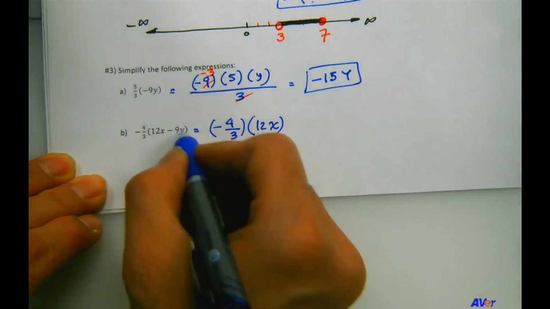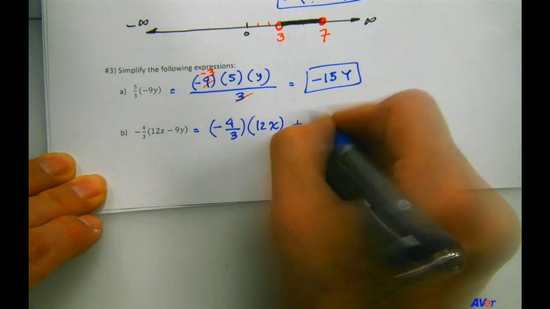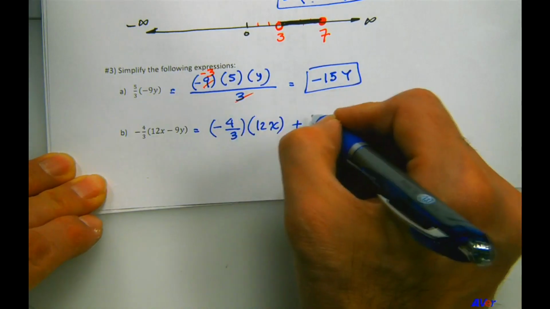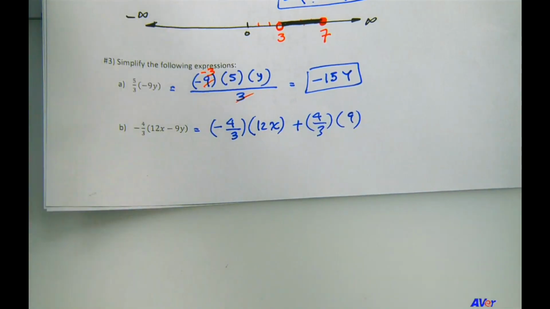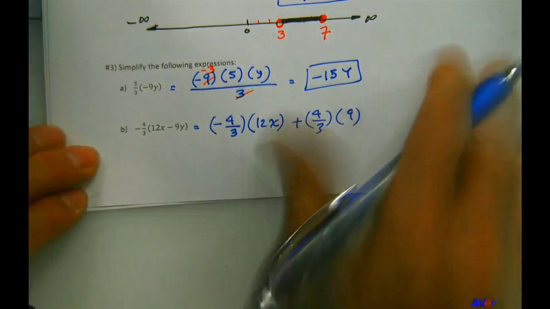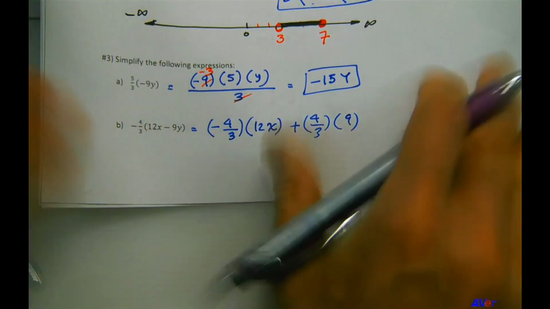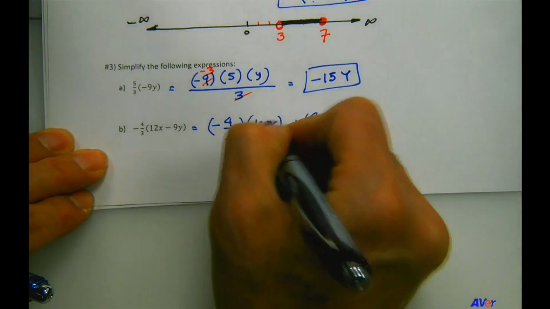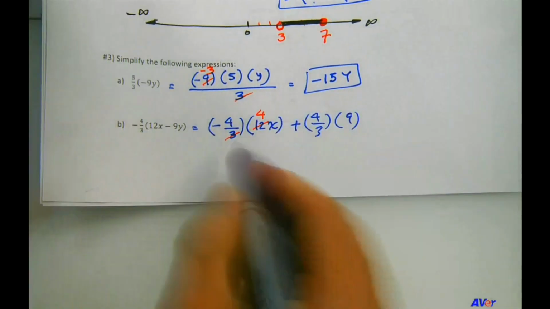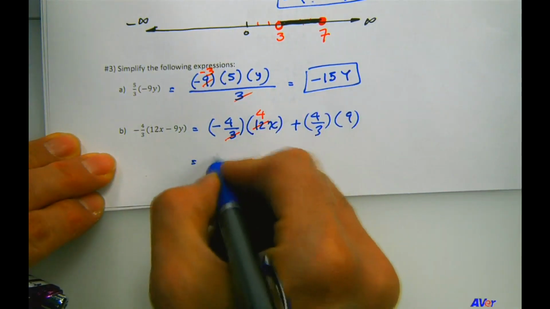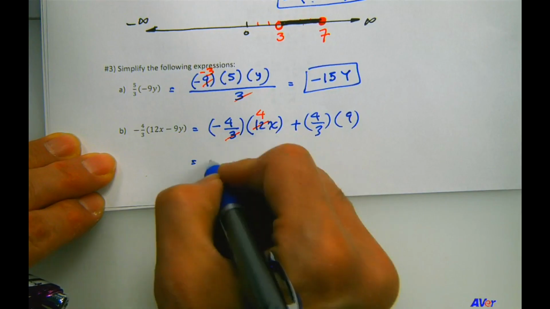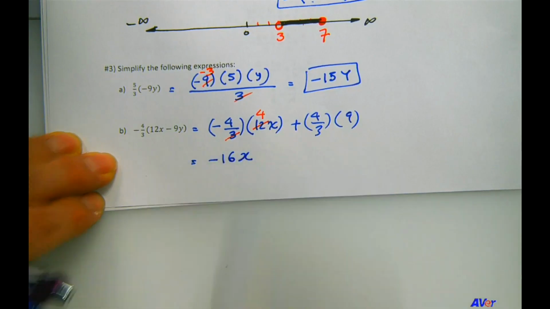And then minus 4/3 times minus 9y. Minus times minus is positive. We have 4/3 times 9. See? I didn't simplify anything. I simply distributed. Now I'm going to simplify. So to do that, we have 3 is a common factor of 12. And so then now let's multiply: minus 4 times positive 4x is minus 16x.